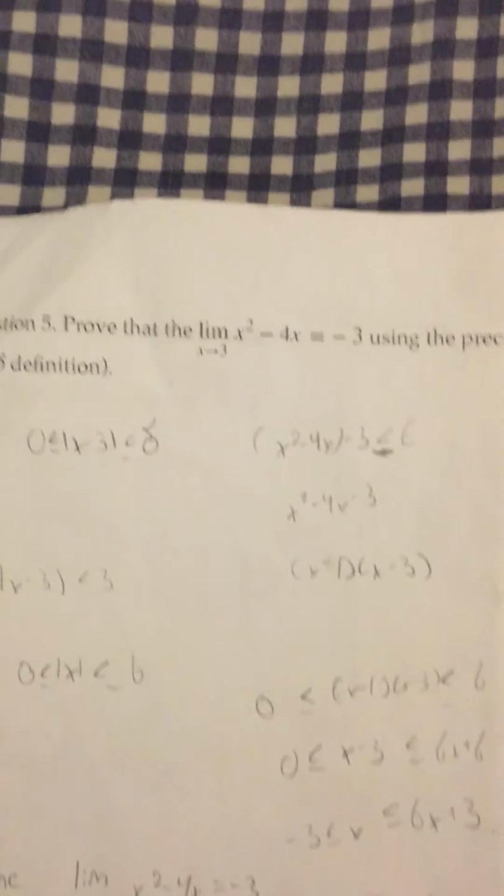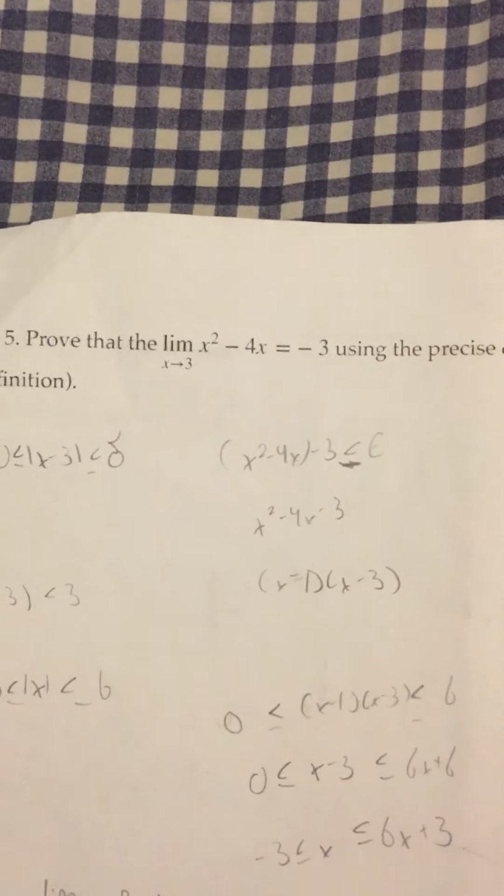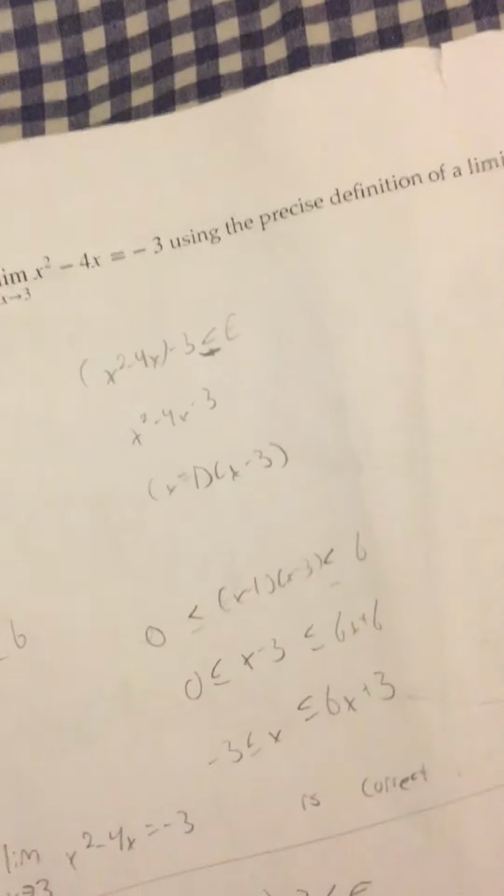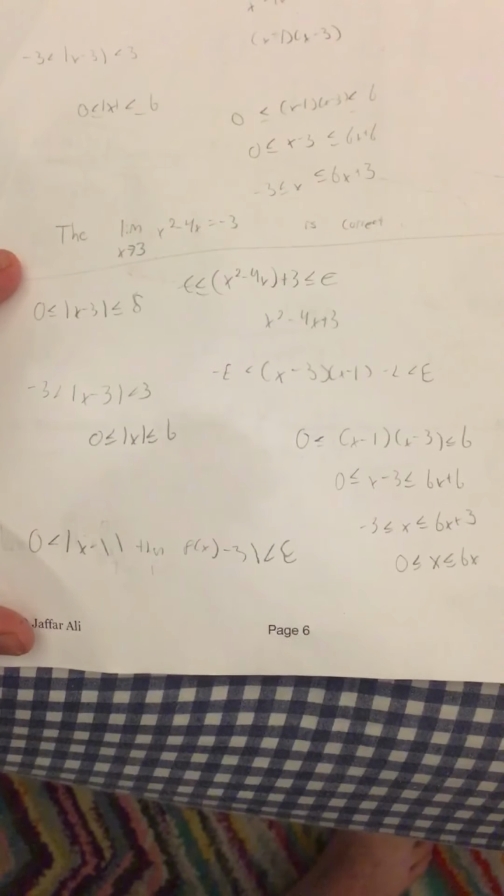Getting the precise definition of a limit for x squared minus 4x equals negative 3. Of course, getting the negative 3 over, and this all looks fine and dandy, and it is fine and dandy, except for that big old mistake. Whoops, sorry about that. And of course, that's not the right one. Here we are, this is the right way to put it. So there you go for the definition of a limit.